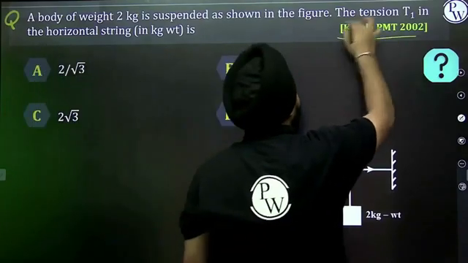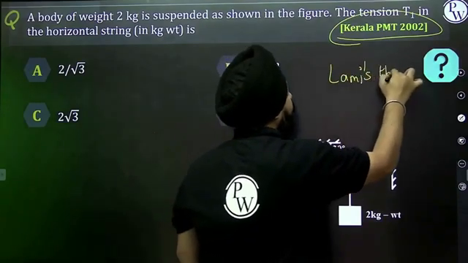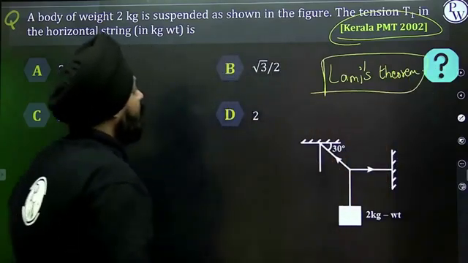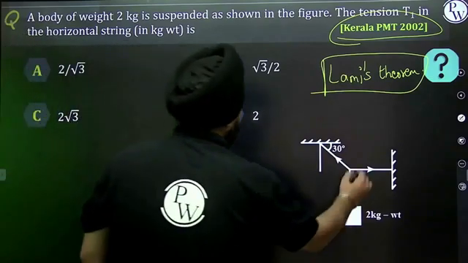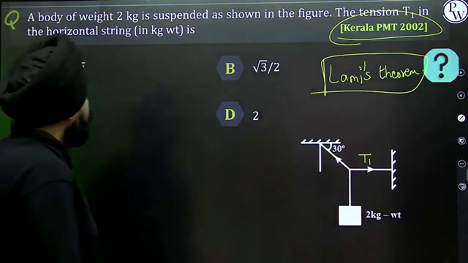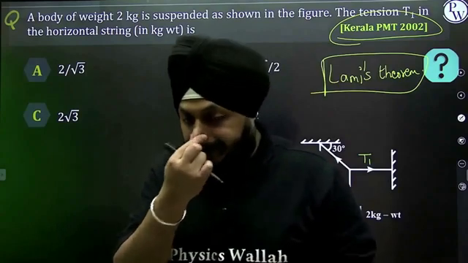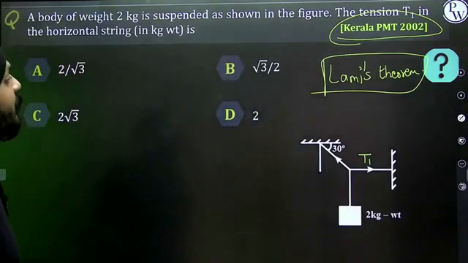Kerala PMT 2002. One sum came on Lami's theorem. An exciting theorem, right? A body of weight 2 kg is suspended as shown in the figure. The tension T1 in the horizontal string will be what?